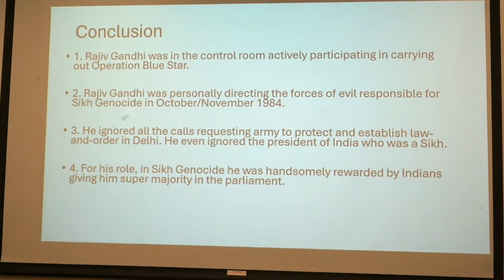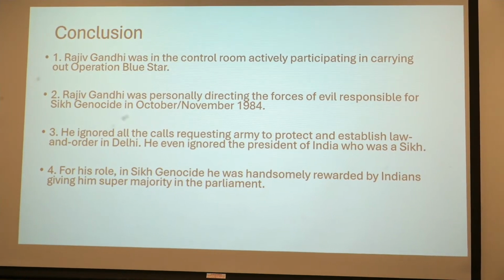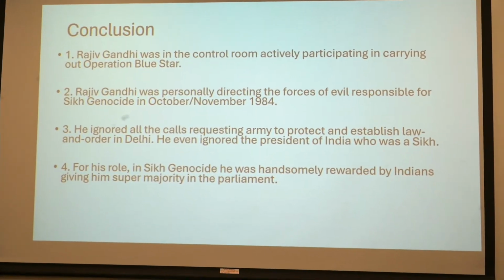So in conclusion, I think the pictures told most of the things that I could not express. This is my conclusion. Rajiv Gandhi was in the control room, actively participating in carrying out Blue Star. There was a control center in Delhi during the Golden Temple attack where Rajiv Gandhi was personally part of that. He was personally directing the forces of evil responsible for the Sikh genocide in October and November 1984. He ignored all the calls requesting the army to protect and establish law and order in Delhi. He even ignored the President of India, who was a Sikh. For his role in the Sikh genocide, he was handsomely rewarded by Indians giving him a supermajority in the parliament.